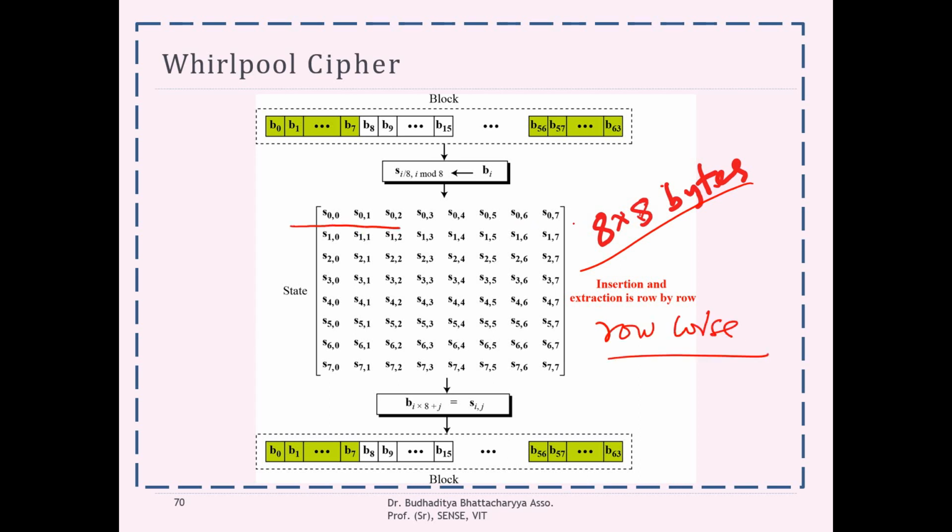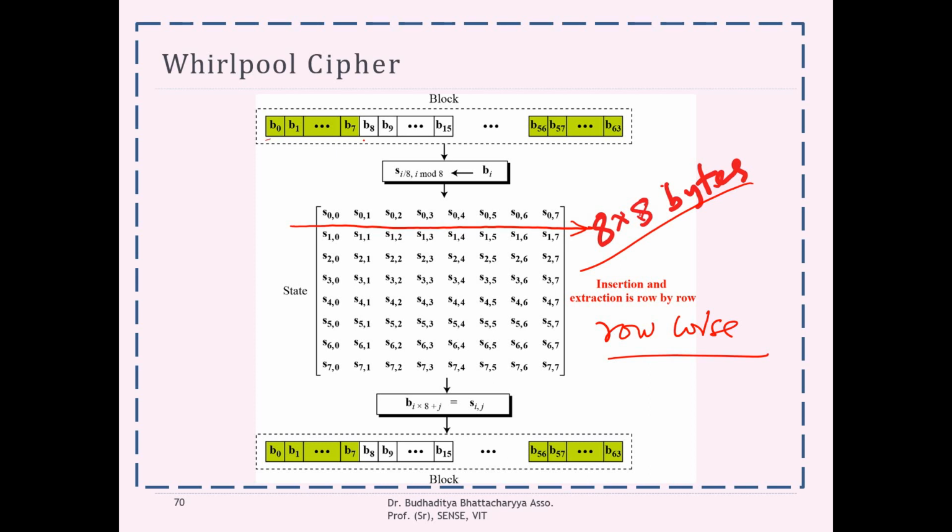That means this is my reading style, not downward. We will read this state matrix this way, sideways, not downward. That's the only change, because they had to come up with something new. In case of AES, we were dealing with column-wise down. Here it is row-wise. That's it, so that's the only change that we are looking at.